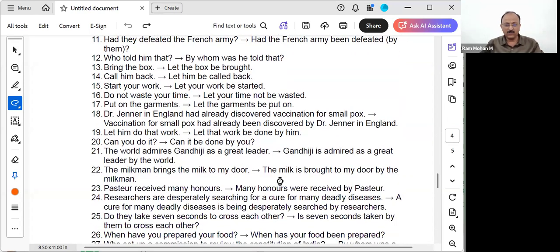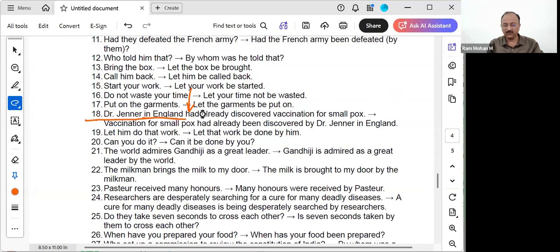Okay, this question was there in the exam I have taken. That Dr. Jenner in England had already discovered vaccination for smallpox. Dr. Edward Jenner was the one. Dr. Jenner in England had already discovered vaccination for smallpox. See here, Dr. Jenner is the subject, it will come at the end. Dr. Jenner in England is there, so that will go as it is at the end.